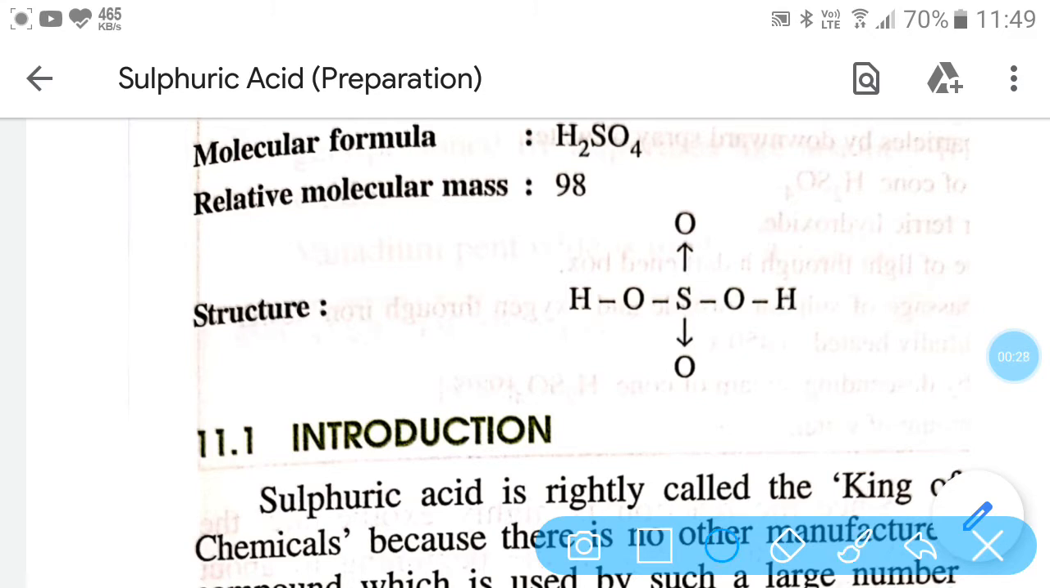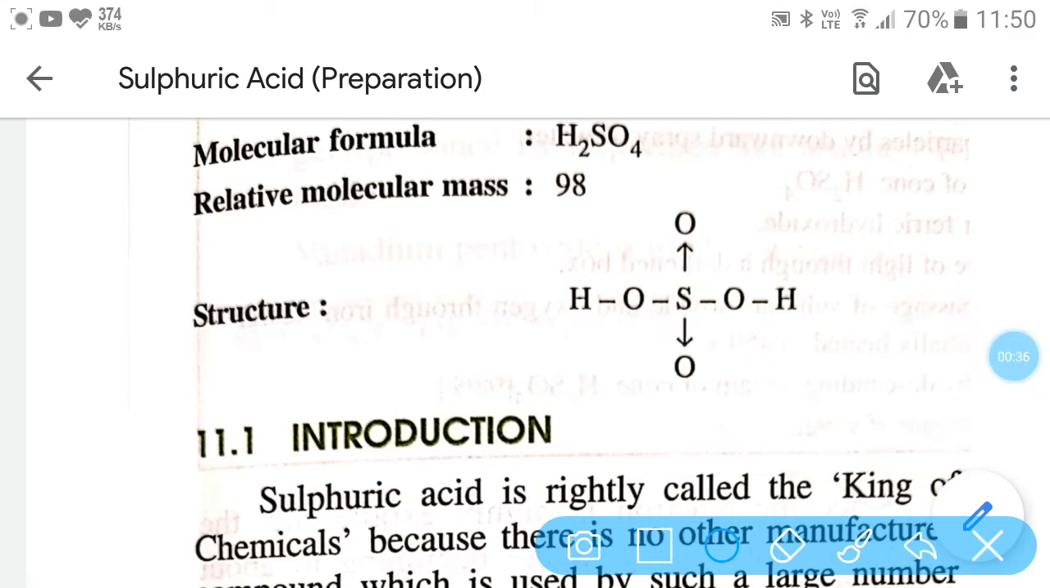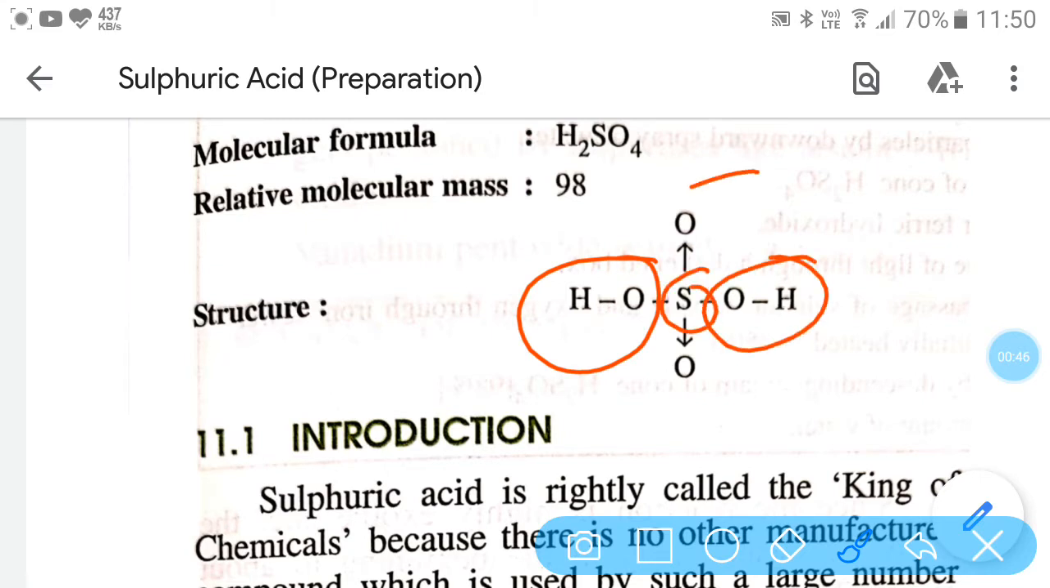If we consider the structure, we could see that sulfuric acid consists of two hydroxyl groups and one sulfur along with two oxygen bonds that are coordinately bonded to the sulfur.